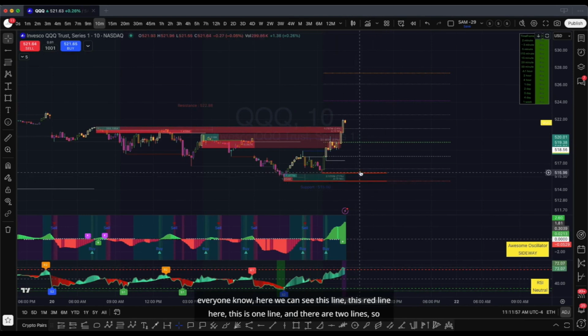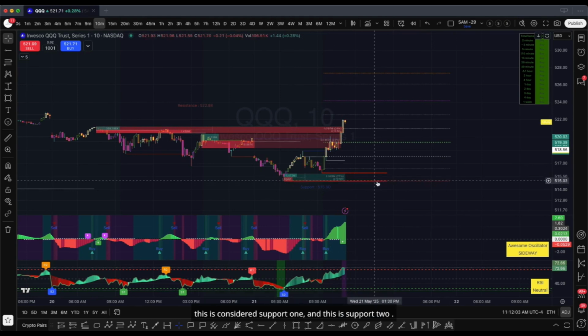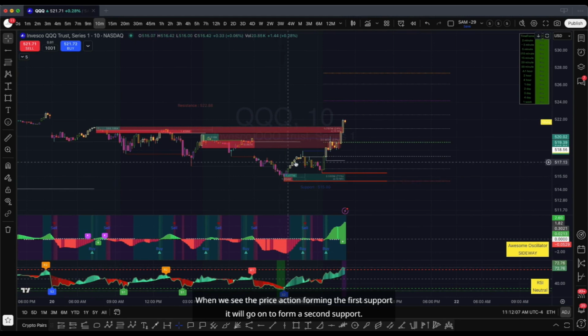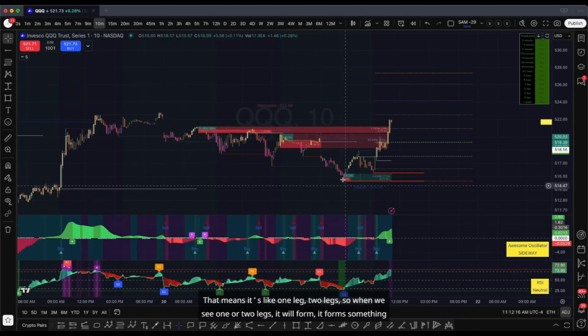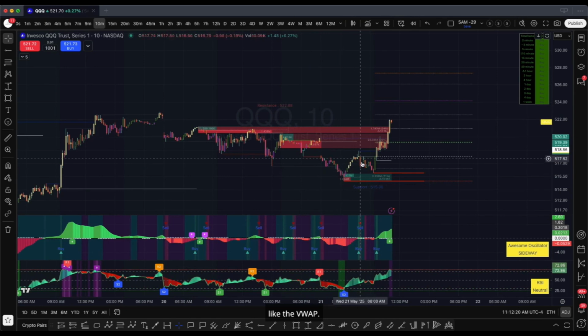Here we can see this line, this red line here. This is one line, and there are two lines. So this is considered support 1, and this is support 2. When we see the price action forming the first support, it will go on to form a second support. That means it's like one leg, two legs. So when we see one or two legs, it forms something like the VWAP.